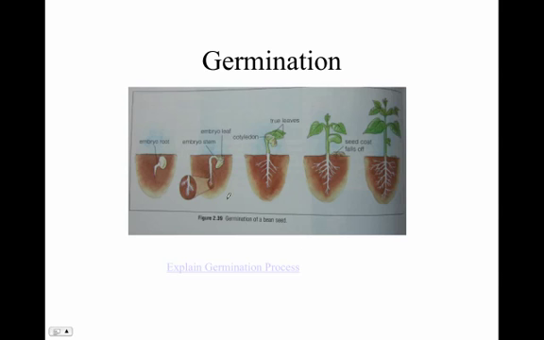Here is the process of germination. The first thing you'll notice when a plant germinates is the root will come out regardless of the orientation of the seed. In other words, the seed could be like this, and the root will come out upward, and then it'll go down. That's called gravitropic, which means gravity forces it downward.